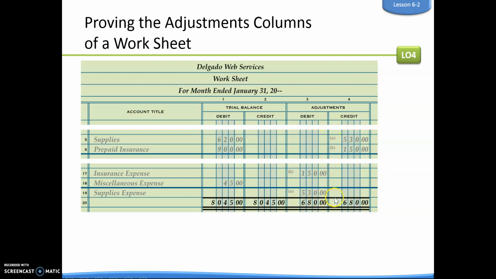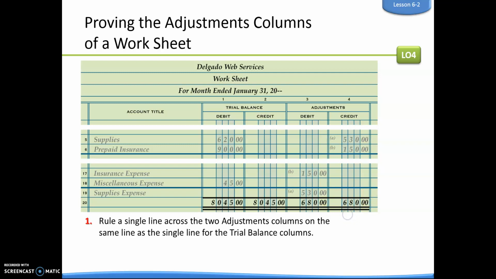We still do single rule, add up our debits and credits. It should be relatively easy because you only have two things in your debit column and two things in your credit column, but they should equal, and then we extend both our single and our double lines as well to prove the adjustments column of our worksheet.